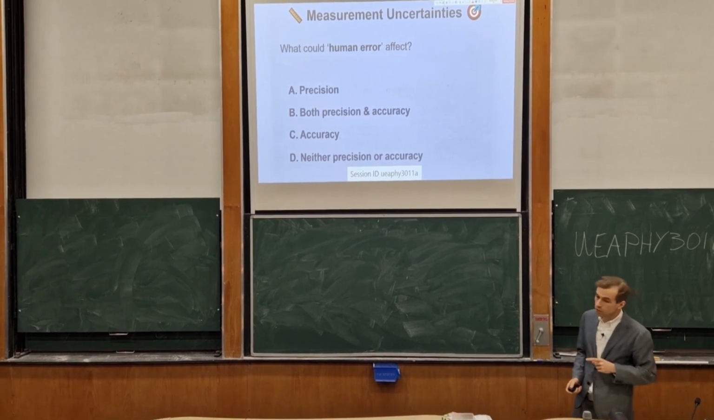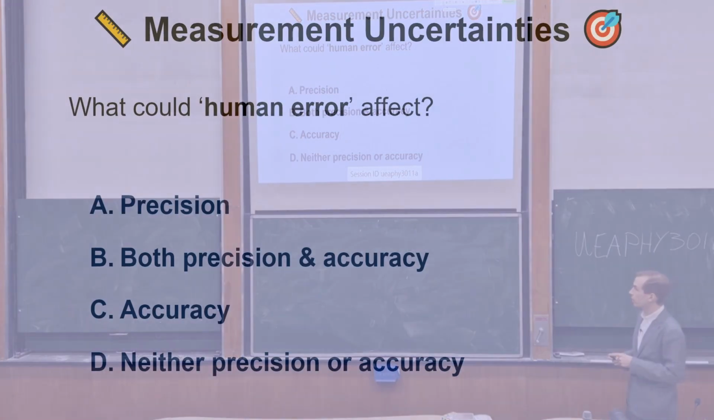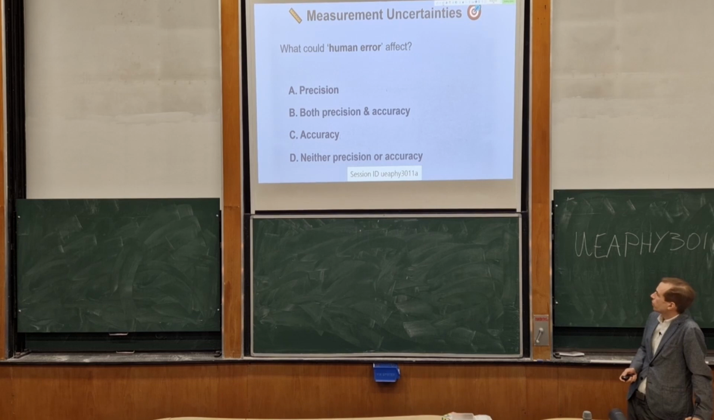So suppose we've got human error affecting our results. Which one of these could be affected by human error? Maybe you're doing an experiment and you're timing how long something takes. That's going to introduce an element of human error, because you're relying on a human to time how long something takes. So have a think about how that could affect our measurements. How could that affect our accuracy? How could that affect our precision? Let's take a look at what we've got here.